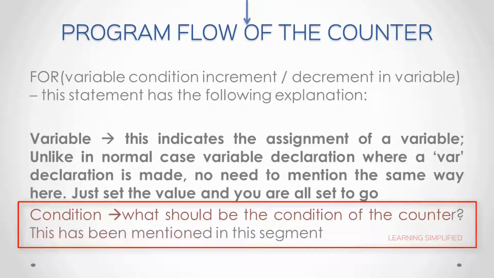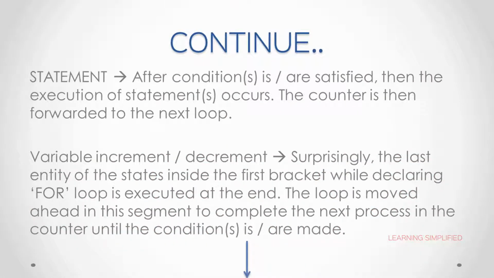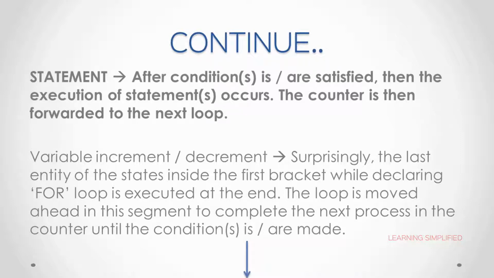And then comes the condition. What should be the condition of the loop? This has been mentioned in this segment. Then comes the statement. After the condition is satisfied, only then will the statements be executed. The counter is then forwarded to the next loop. Being the last entity inside the first bracket while declaring the for loop, after the execution of the statement, only then shall the counter increase or decrease. The loop moves ahead in this segment to complete the next process in the loop until the condition is met.